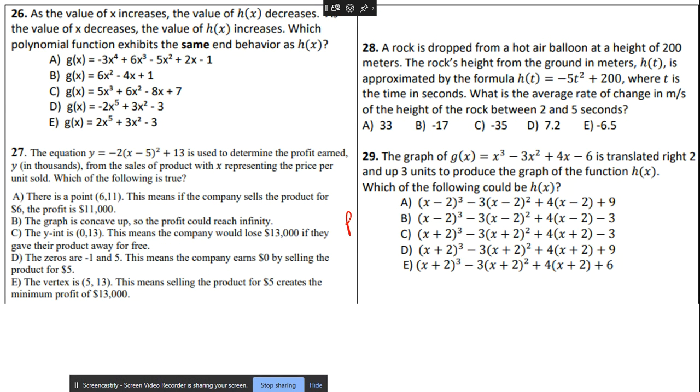On this slide, 29 was a best guess question, so you're welcome to work on that one. Same sort of situation. You have a translation right 2 units and up 3, so you can play around with that and see what happens.